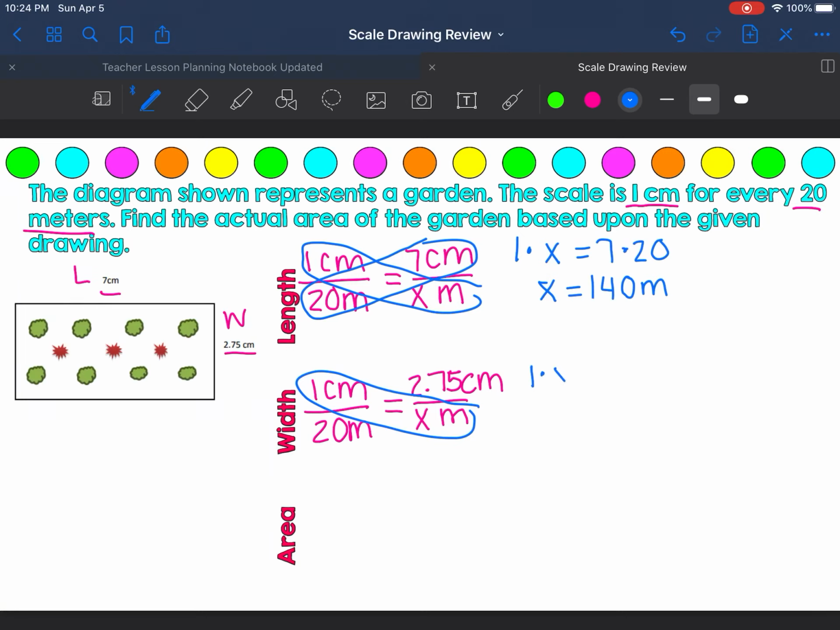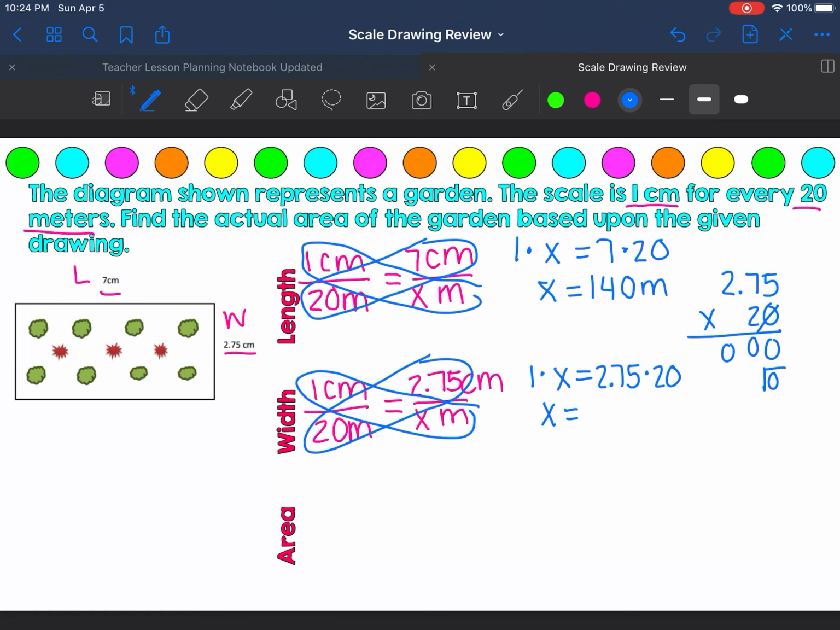So now I'm just going to cross multiply again. So that's 1 times x equals 2.75 times 20. 1 times x is 1x, or x. And now I can come over here and I can do 2.75 times 20. 0 times 5 is 0, 0 times 7 is 0, 0 times 2 is 0. Done with the 0, put your placeholder. 2 times 5 is 10, carry your 1. 2 times 7 is 14, plus 1 is 15. Carry your 1. 2 times 2 is 4, plus 1 is 5. Add it all up. That gives me 0, 0, 5, 5.